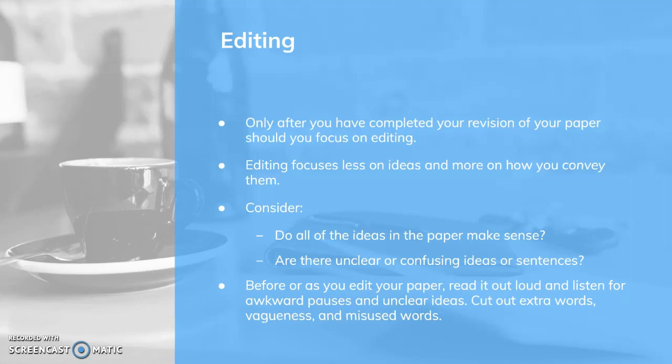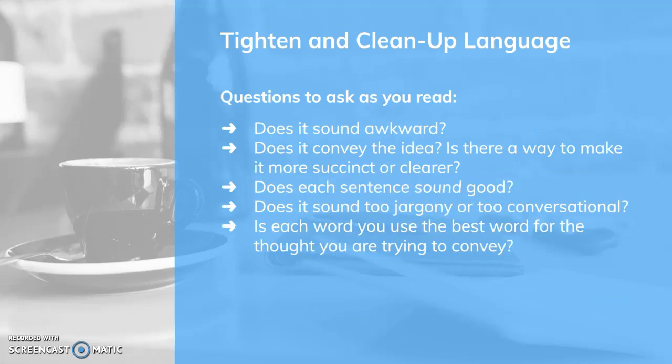Before or as you edit your paper, you'll want to read it out loud and listen for awkward pauses and unclear ideas. Cut out extra words, vagueness, as well as misused words. One of the most essential parts of editing is where you're tightening up and cleaning up your language. So when you read your paper out loud, here are some questions that you want to ask yourself. Does it sound awkward? If it does, there is likely a grammar issue. Make sure all sentences have a subject and a verb. In other words, a thing, the subject, doing something, doing being the verb.